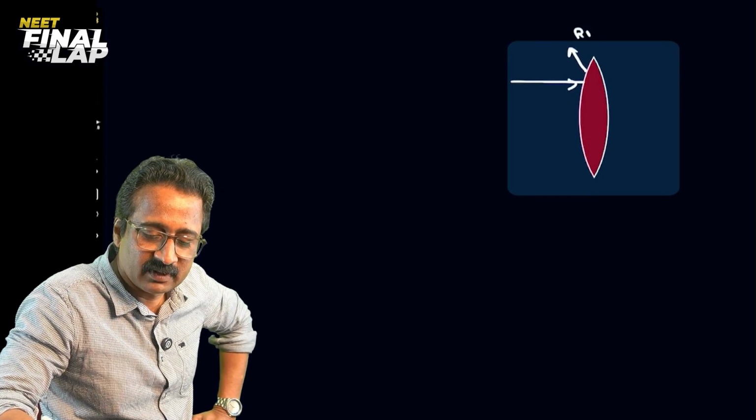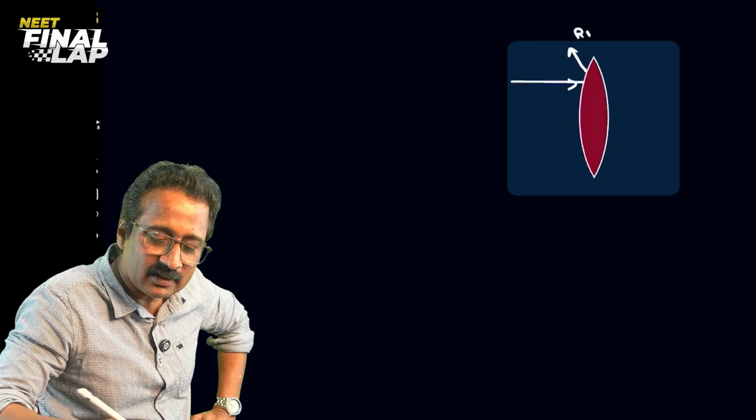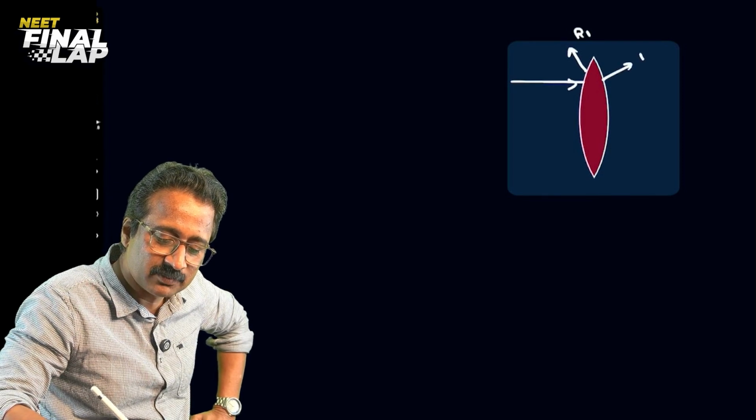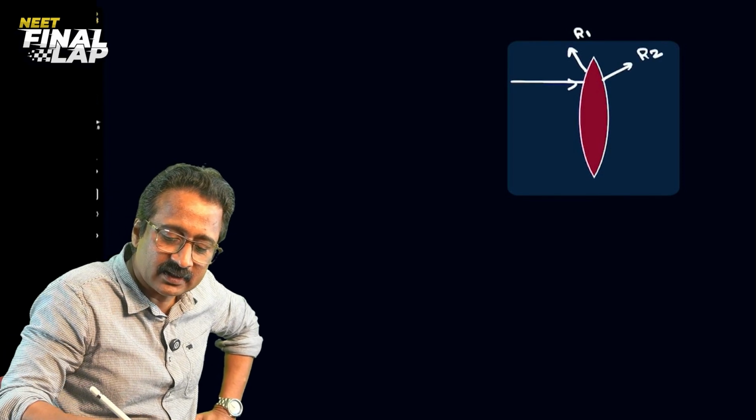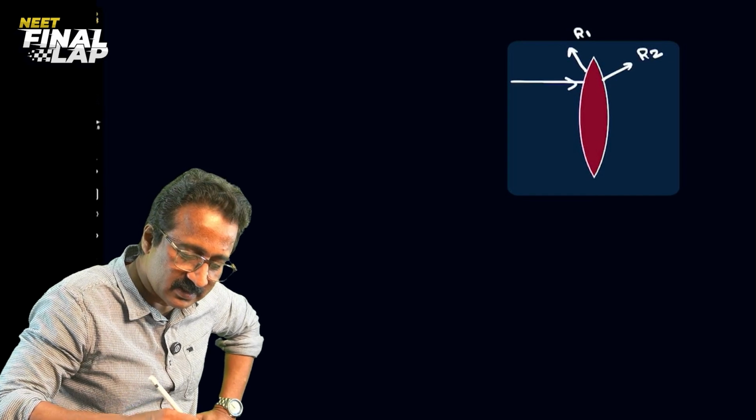The radius of curvature of the first surface is supposed to be R1 and the second surface is supposed to be R2. R1 is the radius of the surface that the light strikes first.